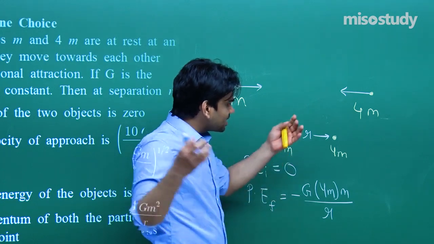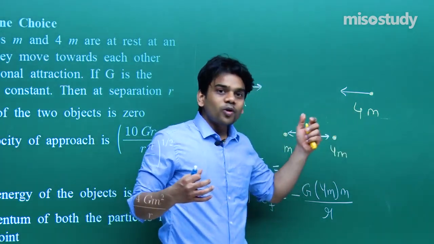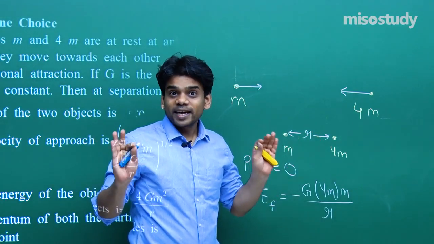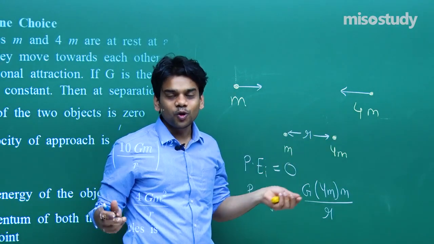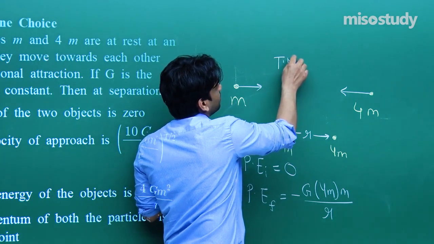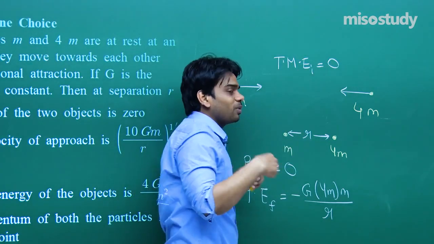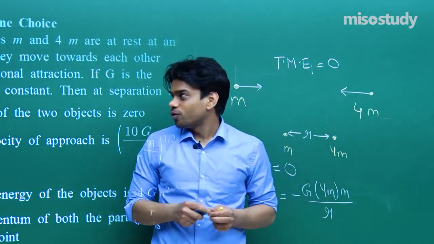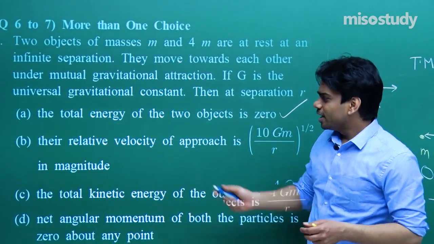Now you see here, since they are coming due to their own gravitational force of attraction, there is no external force acting, so there will be no change in total mechanical energy. They were at rest initially, potential energy was 0. So initial total mechanical energy is equal to 0. That will remain conserved, and even at this separation the total mechanical energy will be 0. For the first option, the total energy of the two objects is 0. Yes, it is 0. Let's check the second option.